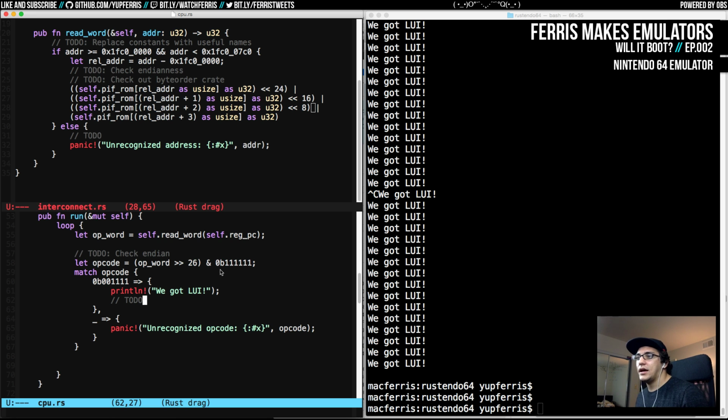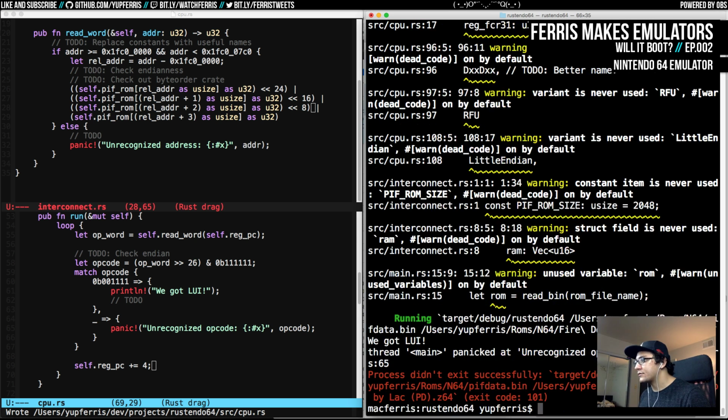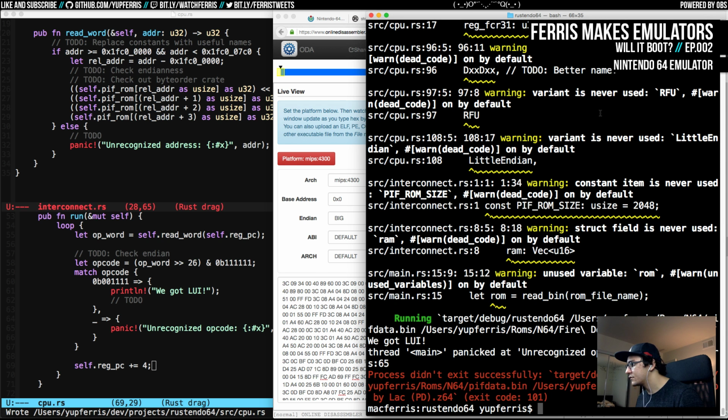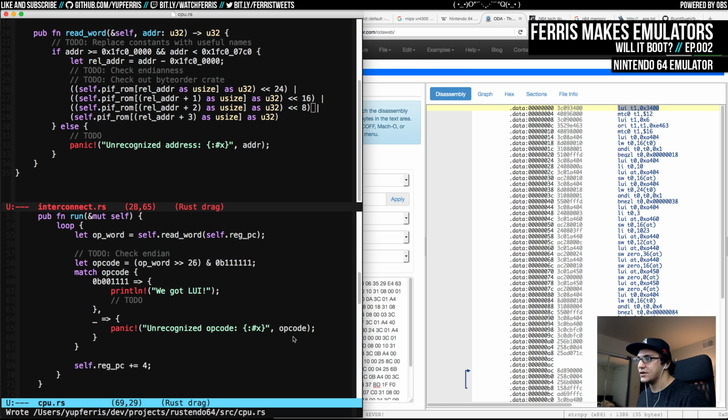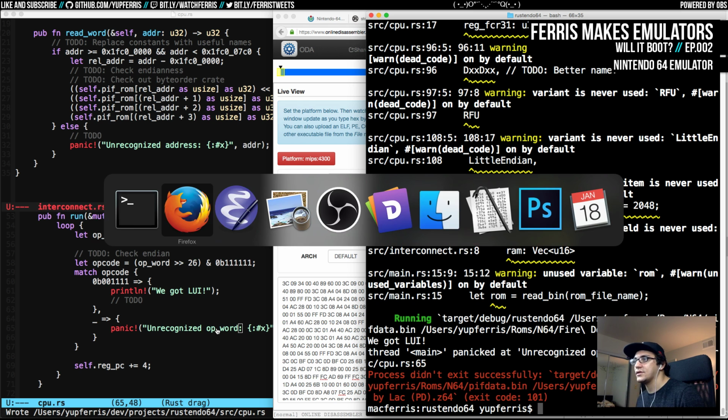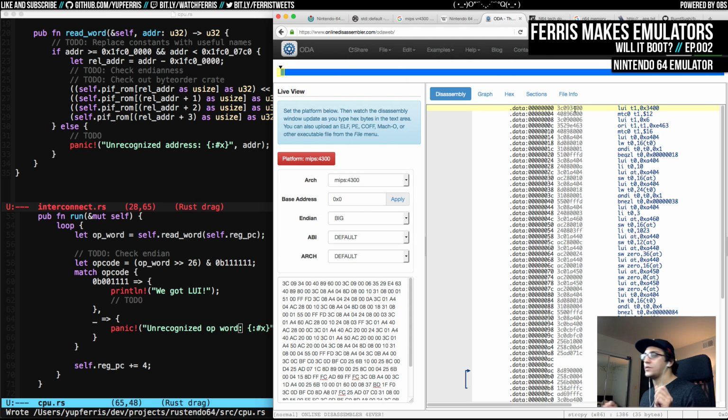Yeah, so we got LUI, and then we're going to run our opcode. After we run the opcode, we are going to do self.regpc plus equals 4, which is the size of our word. Cool, so we got an LUI, and then we got 0x10. Again, if we look at our thing, right, the opcode was 0x10, so I don't want to print the opcode here. I want to print the op word, just so we see the whole thing. 40896000, and that's exactly what this is. Cool, so we're reading these correctly.